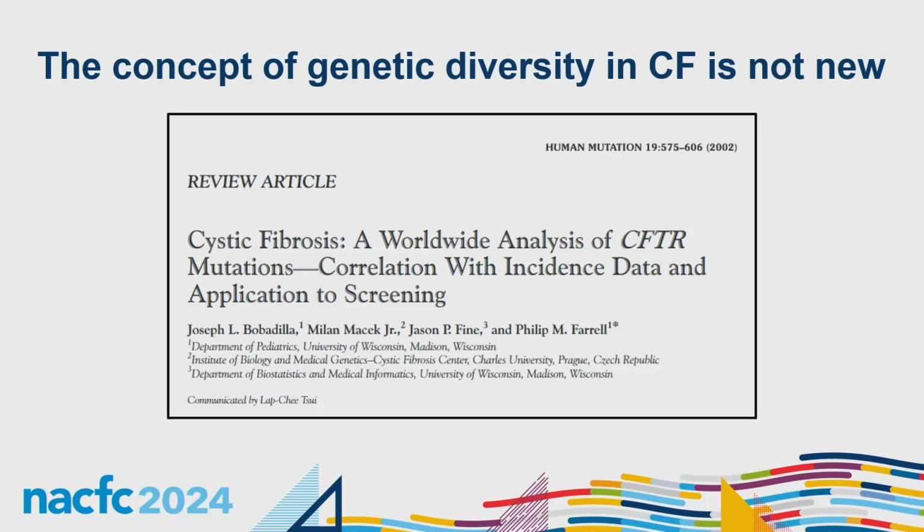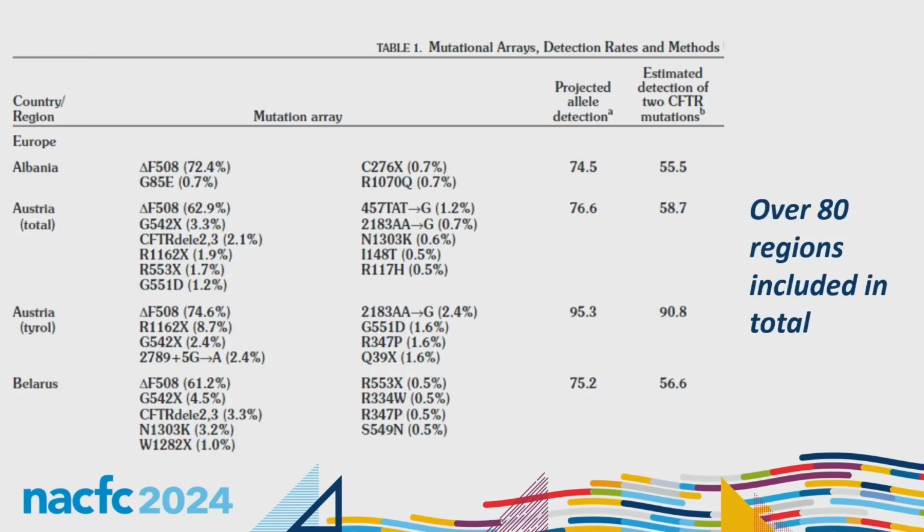This paper that I'm showing here is over 20 years old. This is a really comprehensive view of worldwide analysis of CFTR genetic diversity. So like I said, this was published over 20 years ago. The data from this paper is probably 10 years older than that. But this group of authors did a really comprehensive look of many, many places around the world, not just Europe, that's sort of what's being shown here, but they looked at specific variant frequencies, different panels used in different countries, and this is just a small excerpt of a very large table that has over 80 regions included.